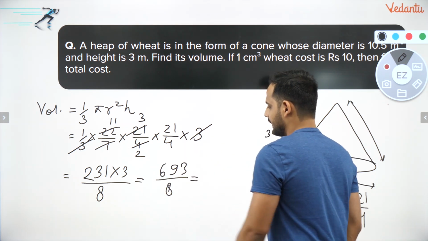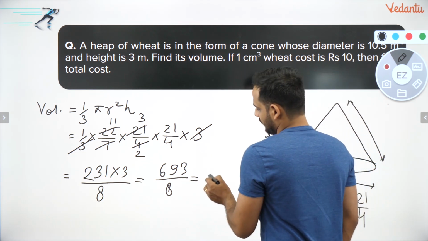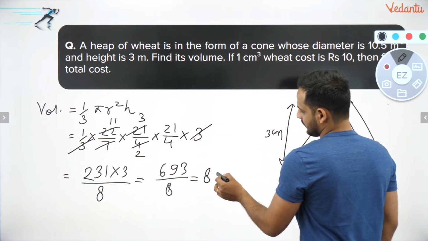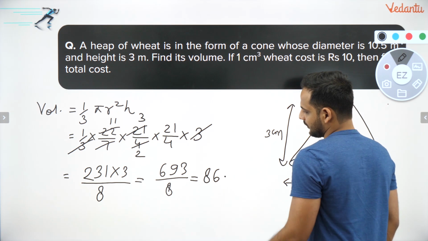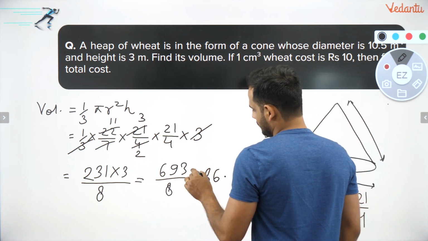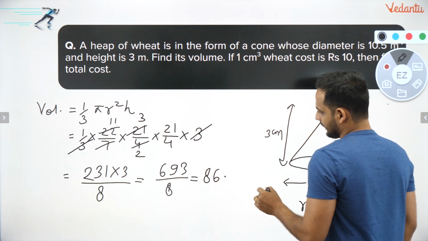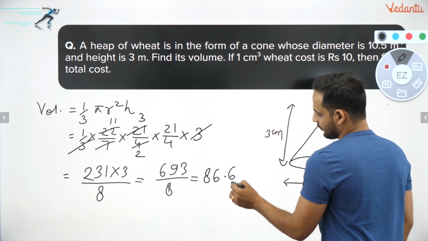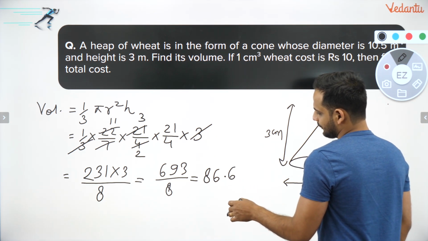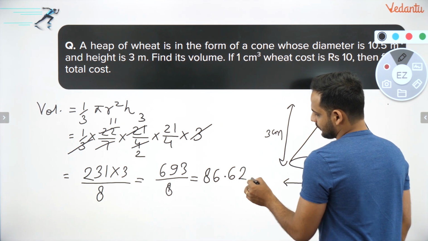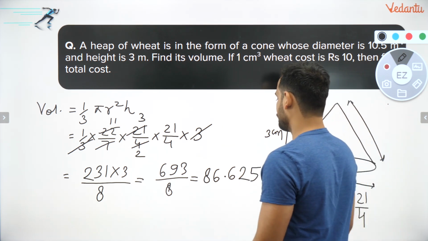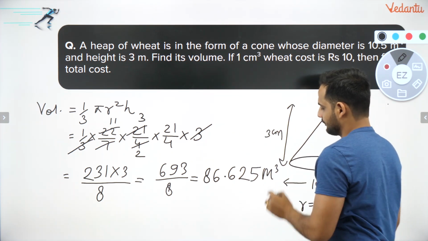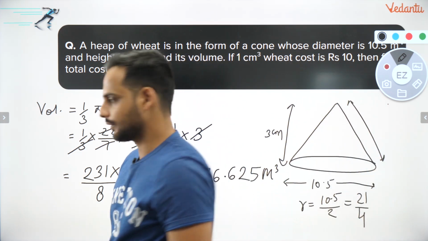So let's divide it. You will get 8 8s are 64, remainder 5. Then 8 6s are 48, remainder 5. Again 8 6s are 48, remainder 2. Then 8 2s are 16 and 8 5s are 40. So it is 86.625. The units here are in meter, so it is meter cube. Okay, it is meter cube.